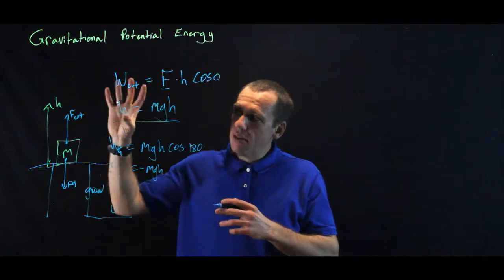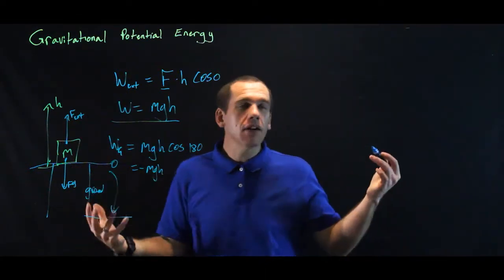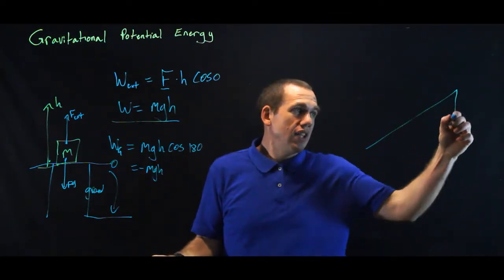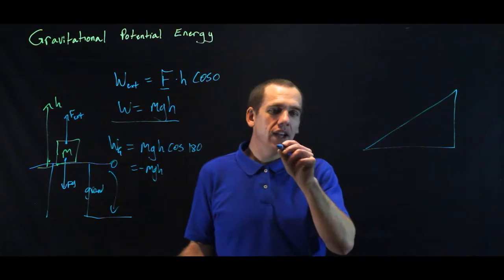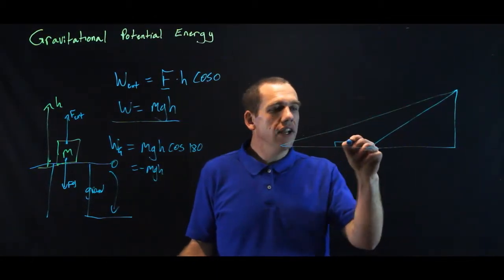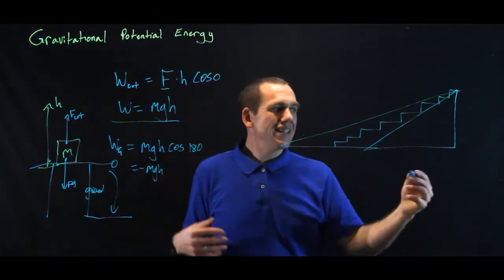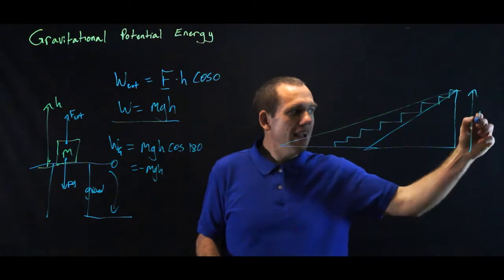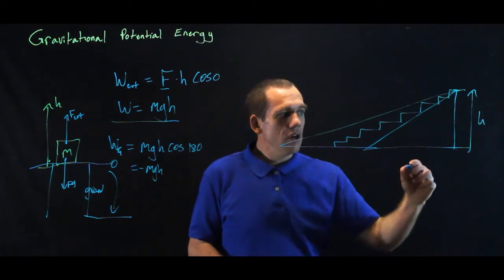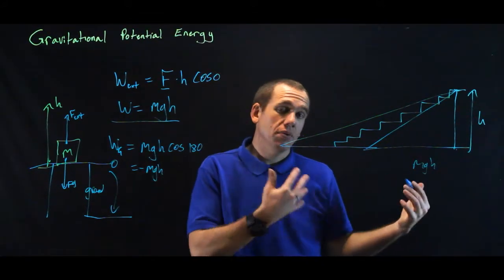And what's cool about this is it's completely path independent. It doesn't matter how we get to the top of a hill. If we have an incline that looks like this, or if we have an incline that is really long and looks like this, or if it was a flight of steps and each step got us a little bit closer, it does not matter. The overall difference in height is h. So the amount of work it takes to get something from here to here is mgh. And we call that gravitational potential energy.